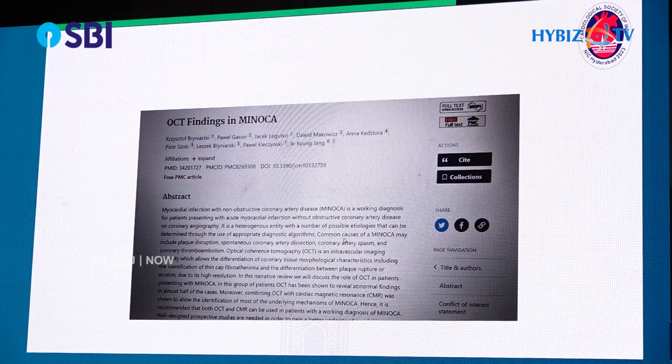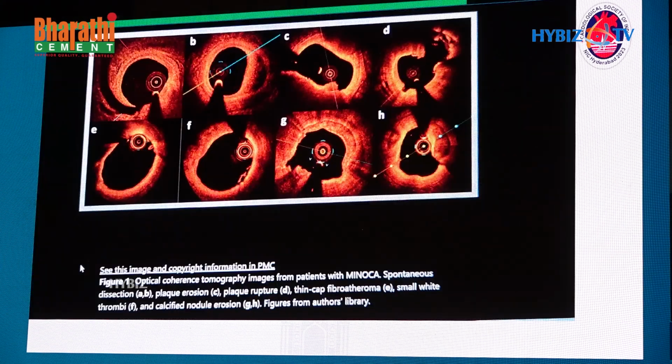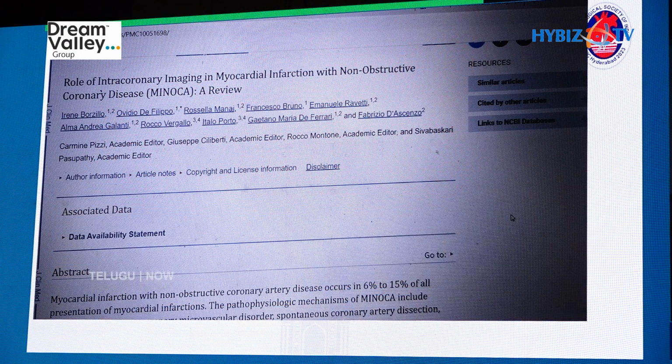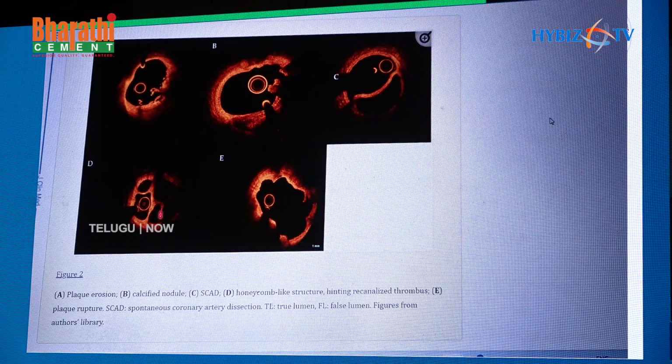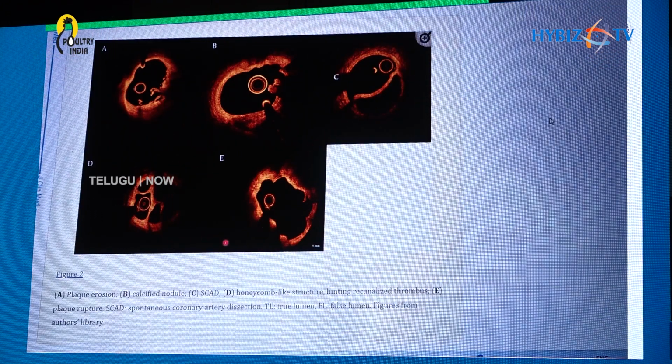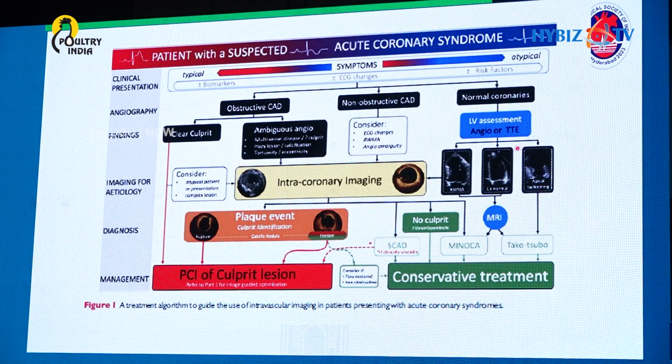Another important thing today is MINOCA, where you have a non-obstructive coronary artery disease or a normal coronary artery disease. There are a lot of publications which show that when you do an OCT in such MINOCA cases, the common causes are probably a SCAD or hematoma or a fissure and a ruptured plaque. This is what you see in all MINOCA cases. And this is also another interesting paper where they have said that in MINOCA, these were the OCT findings that they have seen.